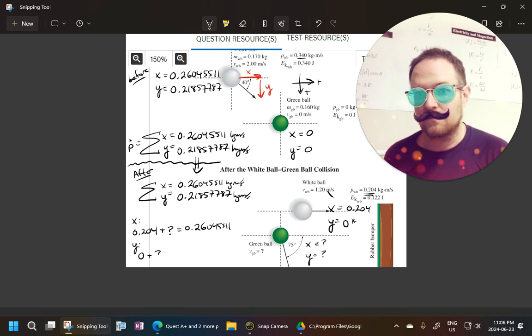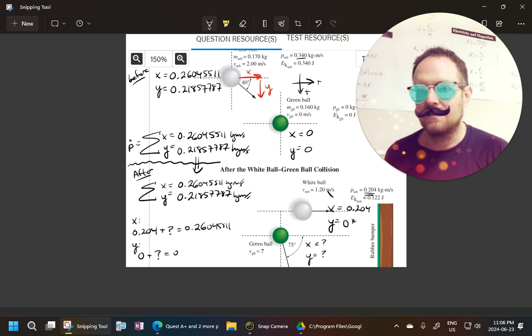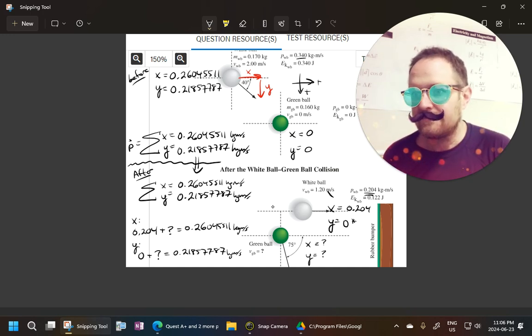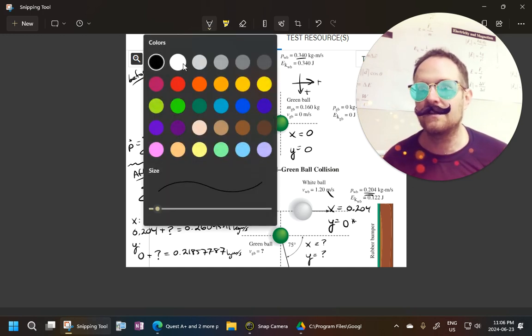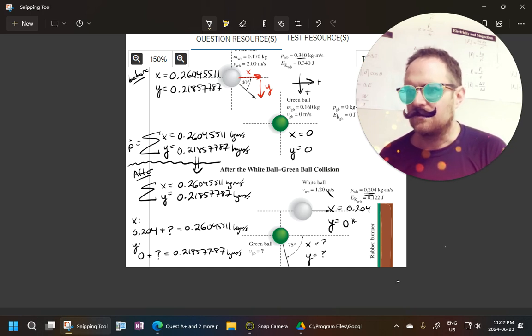0 plus whatever, so I'm bored here, has to end up being 0.2185787 kilogram meters per second squared. So the y one's really easy. Since I know the y1, I'm just going to write this down on the bottom here, because that's what I'm going to have to do. I'm going to do that over here. My x and y pieces.